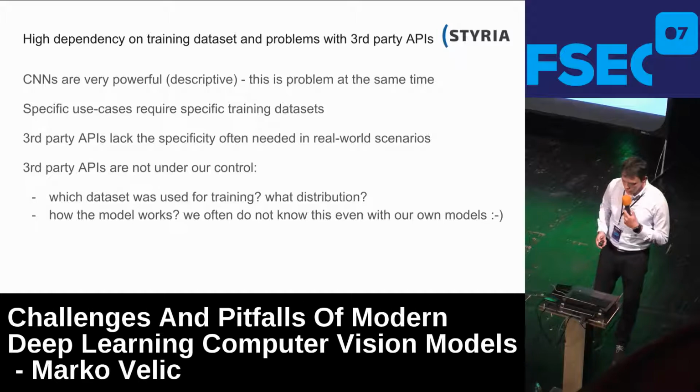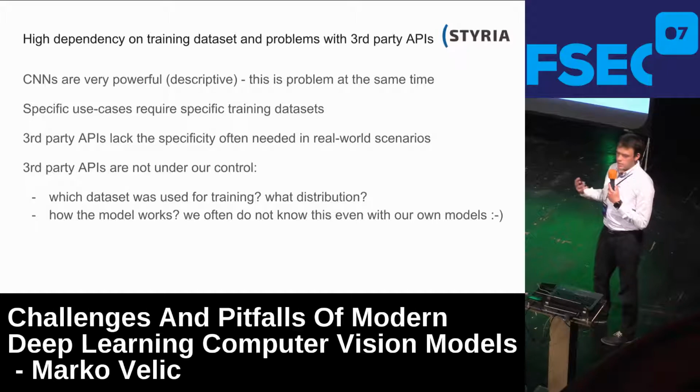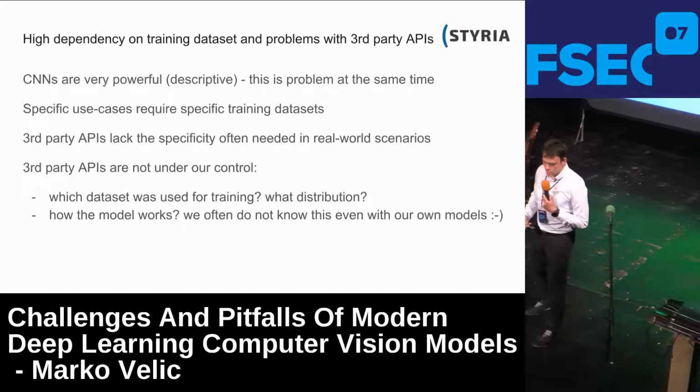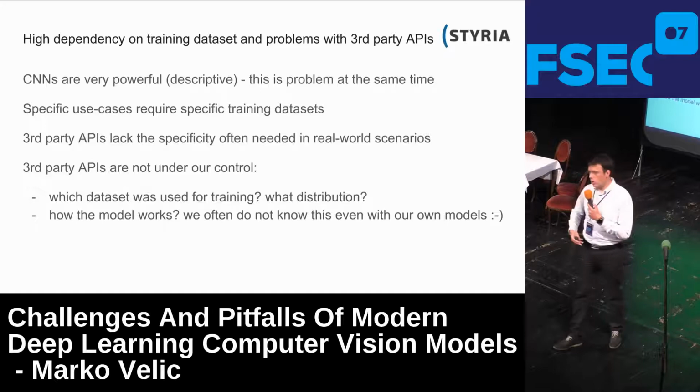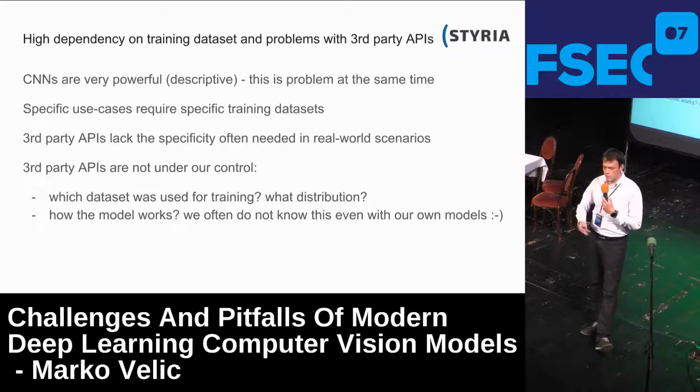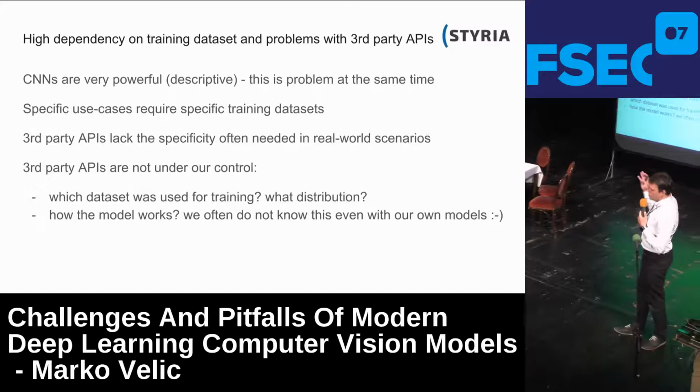So these networks are really powerful. We say that they are really descriptive. They can fit the data really well, but at the same time, this is their drawback, because they tend to overfit the data, describe it too well. For specific use cases, we need to have specific models trained on specific data. And this is the reason why just plugging in some third-party API won't work for your specific use case.